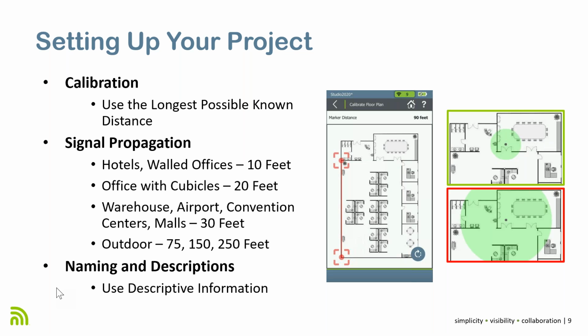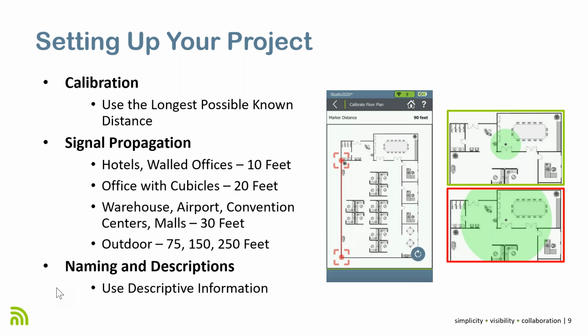Calibration is used to tell the AirMapper app what the dimensions of your floor plan are. This information is very important because it's used to calculate how far the signal will propagate and how that signal will attenuate over time. So if you don't calibrate your floor plan correctly and you have wrong dimensions, all the data you collect will be inaccurate or incorrect.